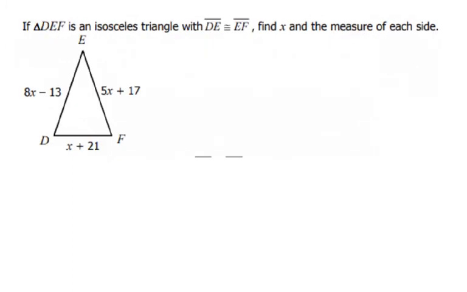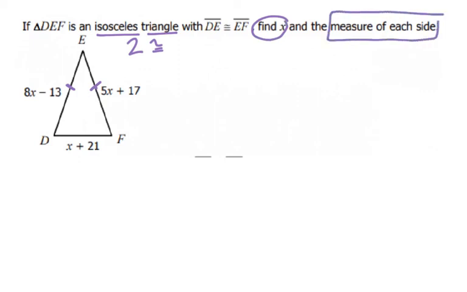Alright, so look at this one. If triangle DEF is an isosceles triangle, meaning that two sides are congruent, with DE, this one, and EF being congruent or equal to each other, we're going to find x and the measure of each side. So if I know that DE and EF are equal to each other, I can take those equations and set them equal to each other also.